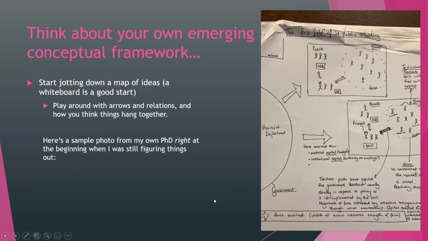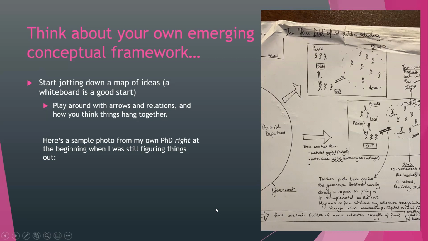Here's a photo from my own PhD. Right at the beginning, when I was still figuring things out, I look at it now and I think, my goodness, what a lot of tosh. What a lot of rubbish. This is not how things work at all. But what it is, is evidence of thinking in action.